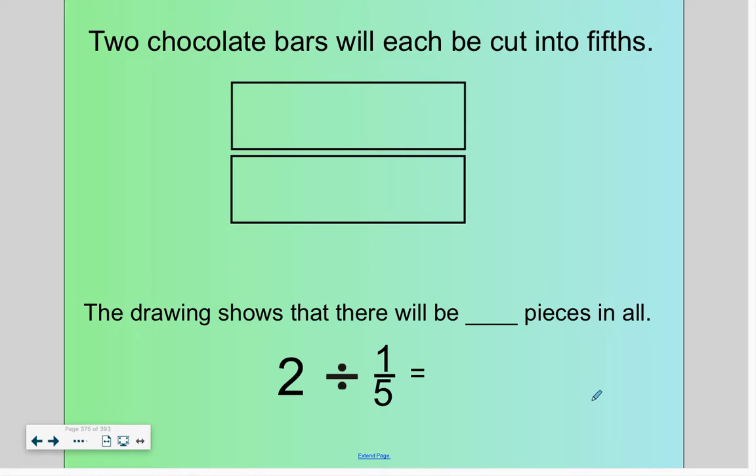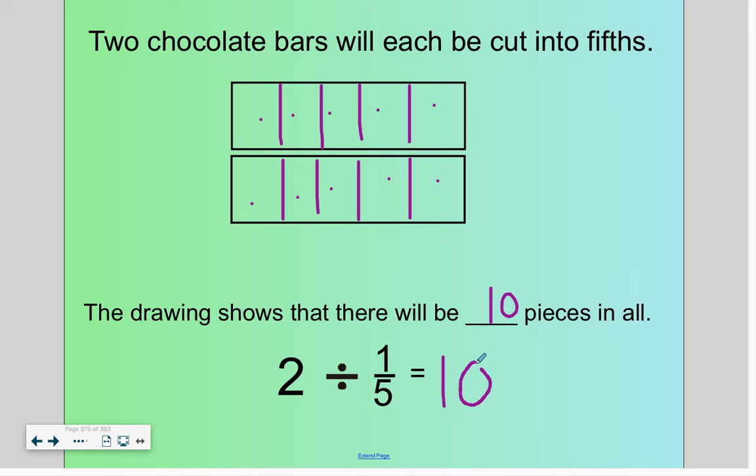2 chocolate bars will each be cut into fifths. So let's split each into 5 pieces. And we want to know how many total pieces we'll have. We'll have 1, 2, 3, 4, 5, 6, 7, 8, 9, 10. 10 total pieces. So when you start with 2 and you divide it into 1/5 pieces, you end up with more pieces than you began with. So 2 divided by 1/5 is 10.